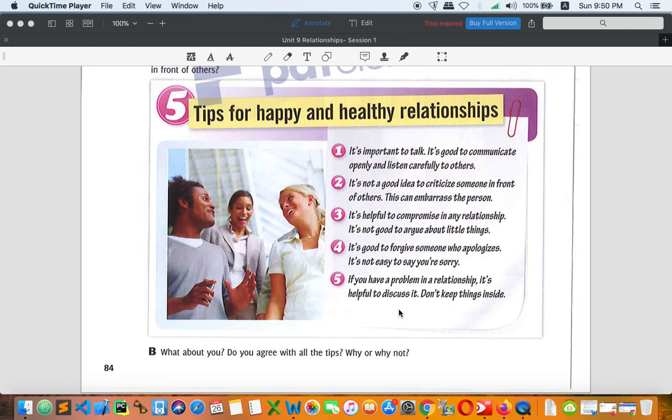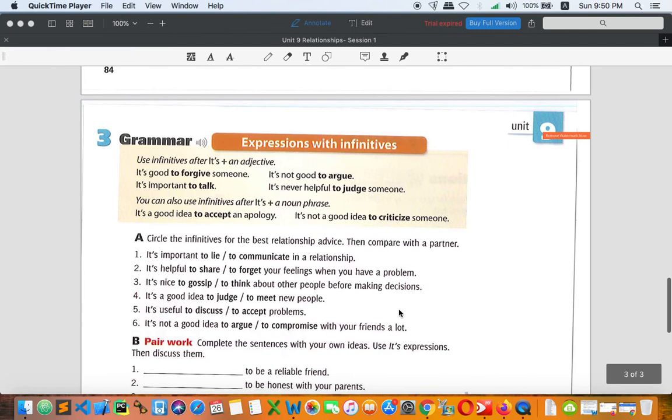Alright, so let's move to the next, which is about grammar, expressions with infinitives. So right here, it is a form. We have one form, okay? So we use an infinitive after it's plus an adjective. It means that we use it plus adjective plus to plus verb, okay? To plus verb. So for example, right here, it's good. Good is an adjective. Then we have to forgive that is an infinitive. So we say it's good to forgive someone. It's not good to argue. It's important to talk. It's never helpful to judge someone.